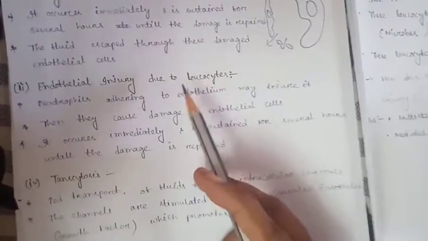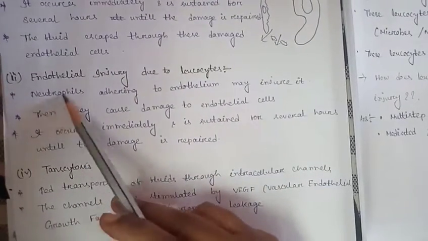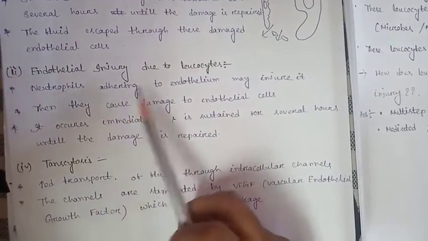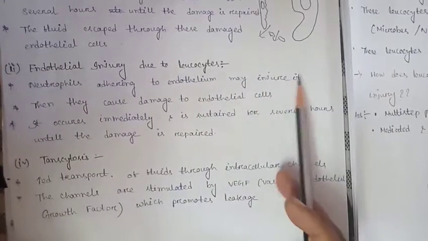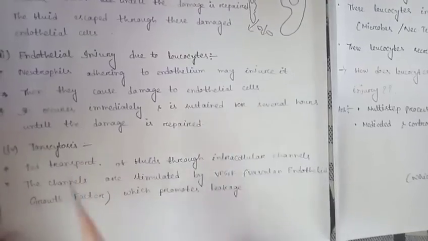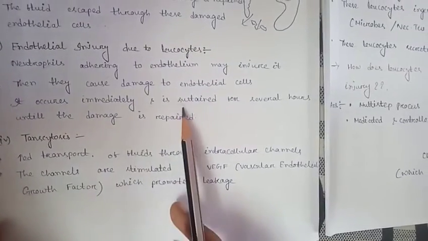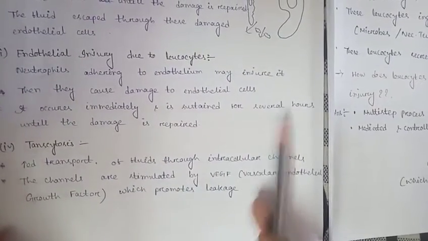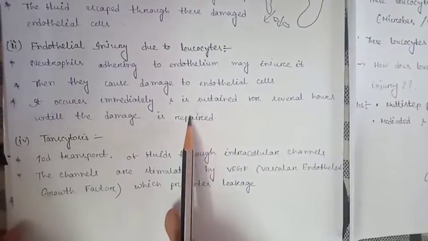Then, endothelial injury due to leukocytes. In that case, the leukocytes, mainly neutrophils, adhering to the endothelium may injure it and cause damage to the endothelial cells. It occurs immediately and is sustained for several hours until the damage is repaired.